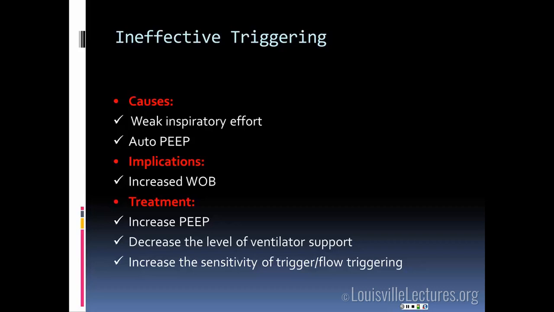In order for the patient to trigger the machine, the machine has to sense a change in flow or pressure. For instance, if you set the machine to sense a change of -2, that is better than if you set the machine to sense a change of -4. So it will be easier for the patient to trigger the machine. Sometimes if the reason why the patient is having ineffective triggering is auto-PEEP, you can increase the set PEEP to about 80% of the auto-PEEP, and that will help the patient to trigger the ventilator.